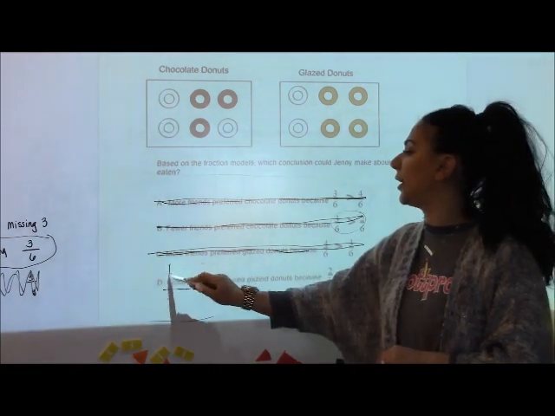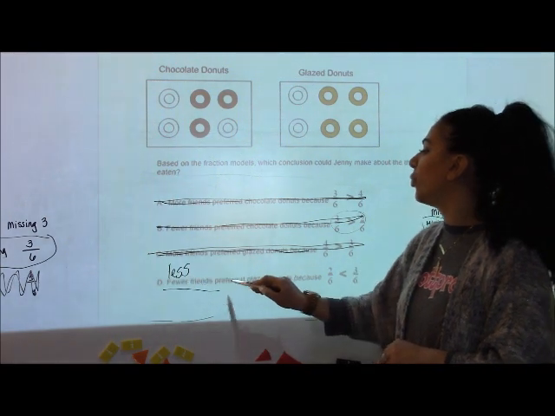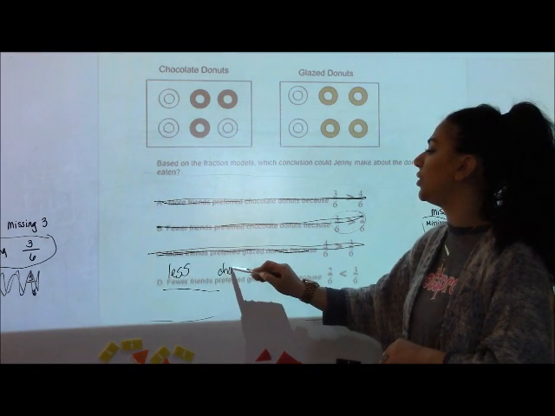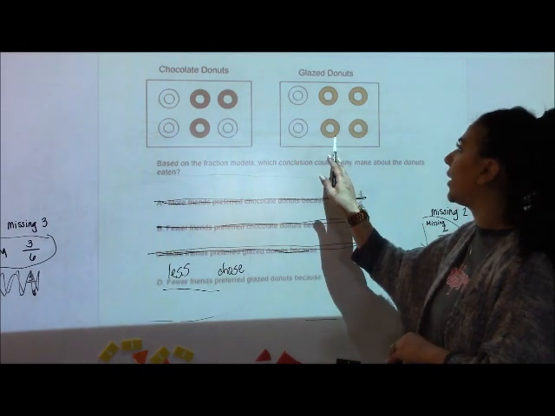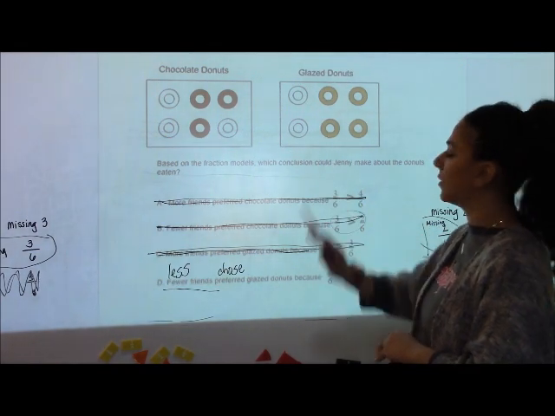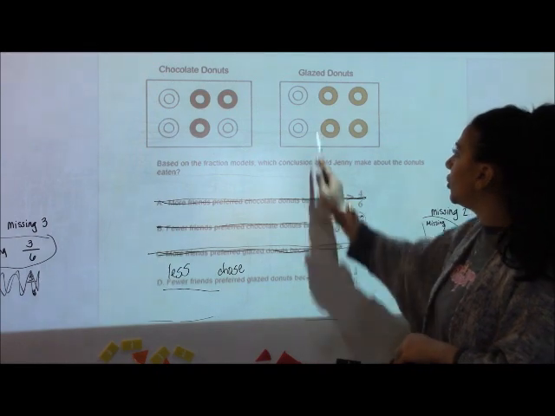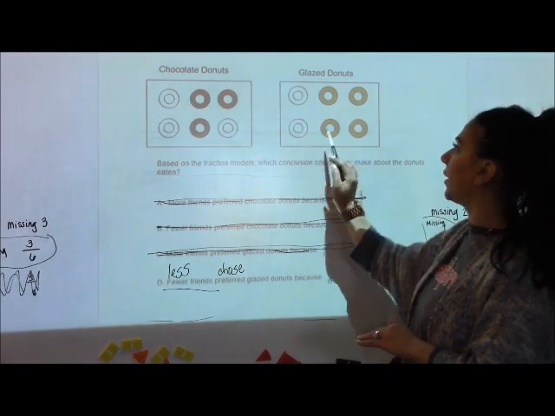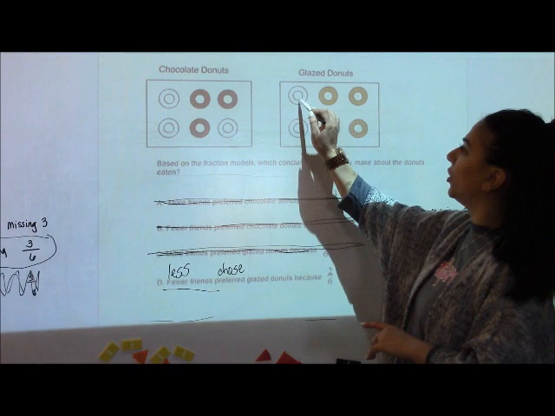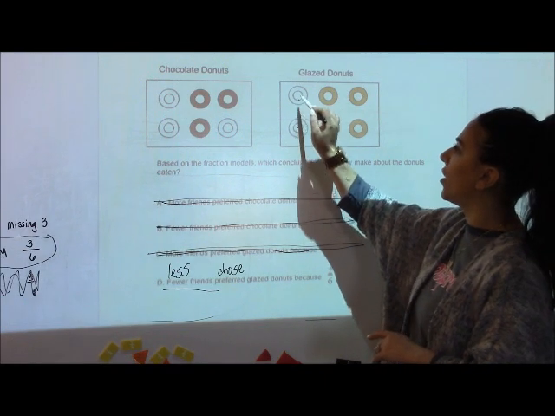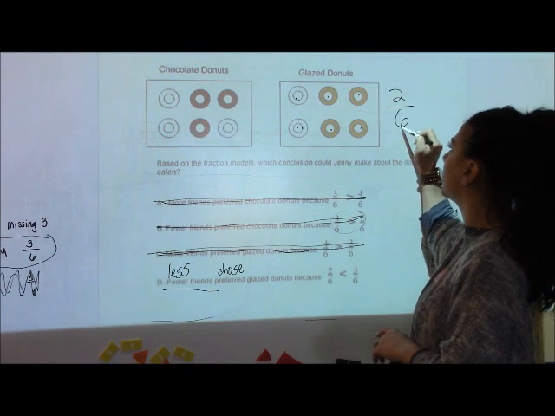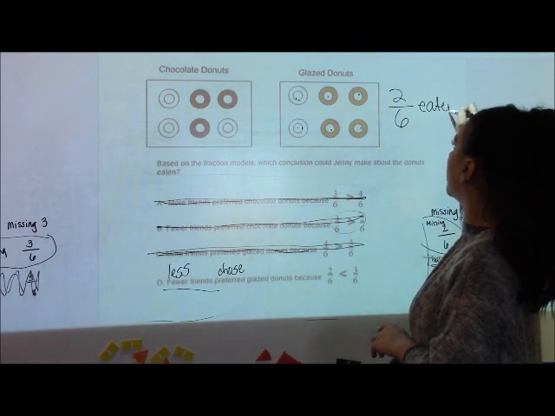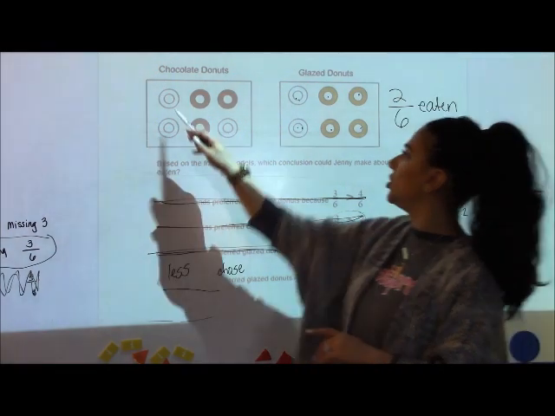Fewer friends. So again, fewer friends preferred, so chose, glazed donuts. Wait, is that true? Yes. Okay. Because 2/6. Is this 2/6? Yes. Quick fraction review. 2 out of 1, 2, 3, 4, 5, 6. So 2 out of 6 were eaten. Do you agree with that? Yes.